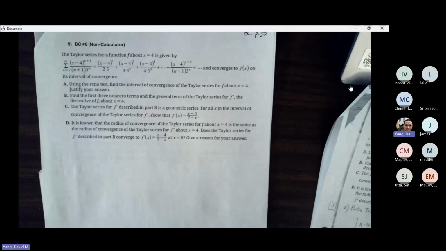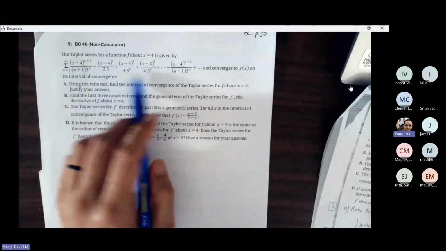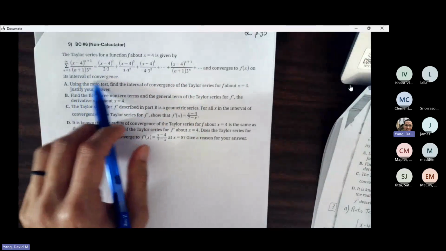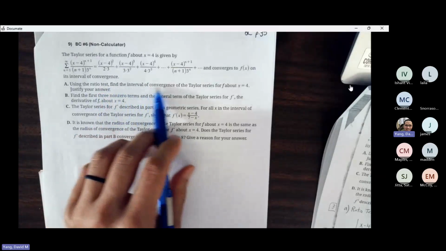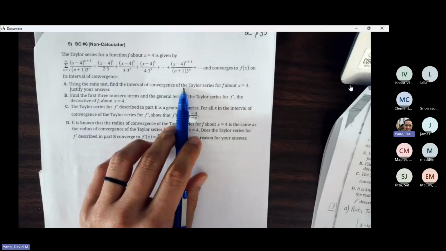All right, the Taylor series for the function f about x equals 4 is given by, okay, convergence of f of x on the interval, its interval of convergence. Using the ratio test, find the interval of convergence of the Taylor series for f about x equals 4. So we're going to go through the ratio test.